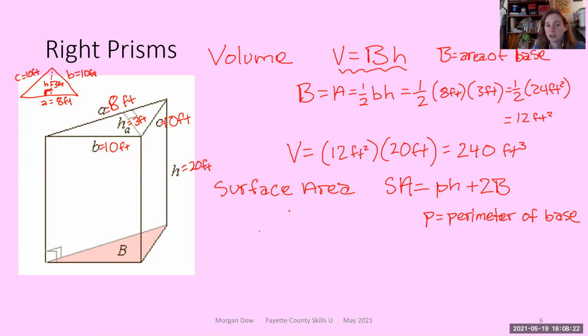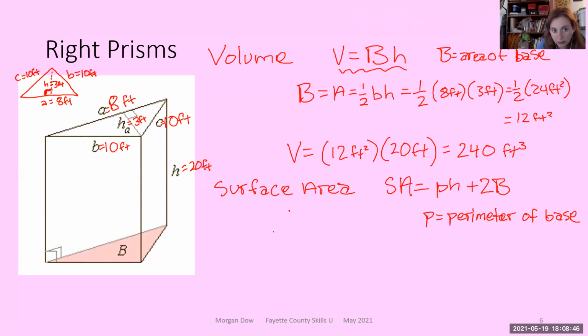So in order to calculate the surface area of a right prism, we need to calculate the perimeter of the base. So in this case, it would be the perimeter of one of the triangles. And then times the height of the prism plus 2 times the area of the base. So we need to know the area of the base also. So perimeter of the base, height of the prism, and area of the base.